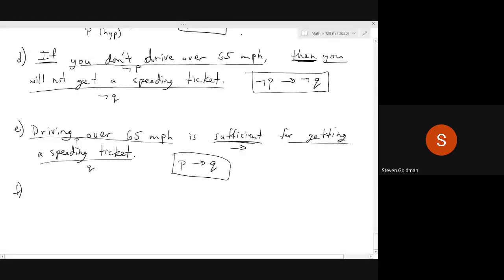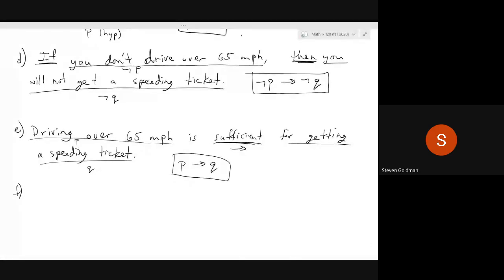Okay. If I have the words necessary and sufficient, if I have both of them, then it's a biconditional in that case.